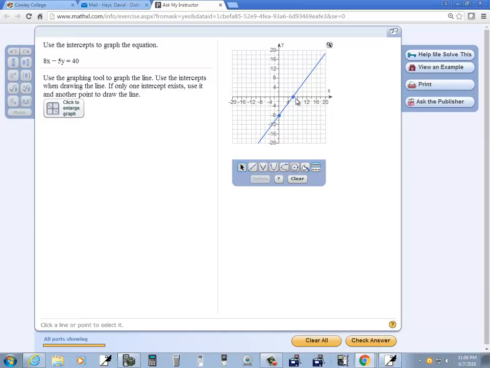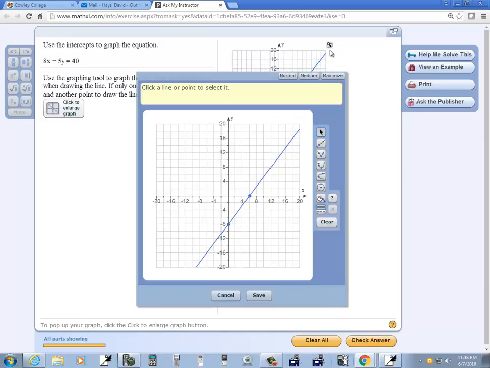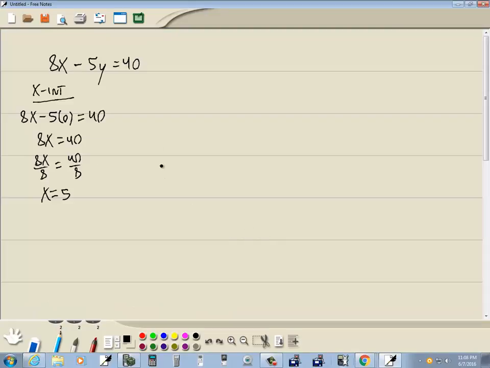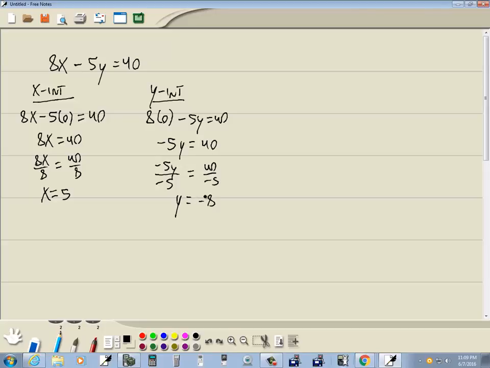Now, looks like you put it at 6. But for a y-intercept, you always plug 0 in for the other variable, so I'll plug 0 in for x. So I got 8 times 0 minus 5y is equal to 40. 8 times 0 drops away, so we got negative 5y is equal to 40. Divide both sides by negative 5. And we get y is equal to negative 8.